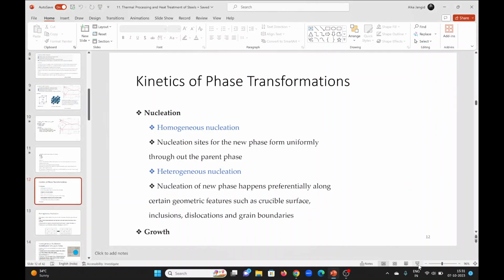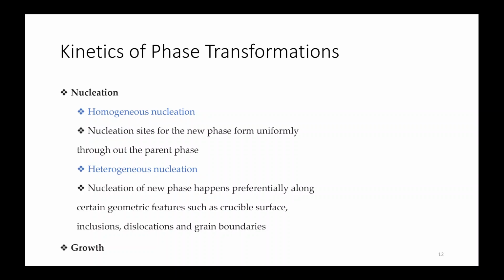By heterogeneous nucleation, do you mean more than one, I mean ferrite and Fe3C? Are they both nucleating like that? Heterogeneous means more than one phase, isn't it?